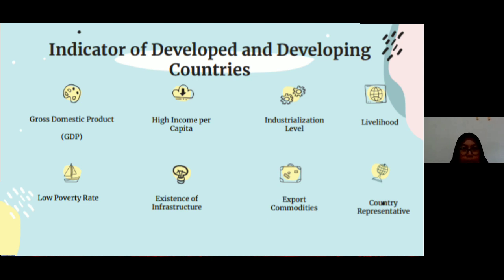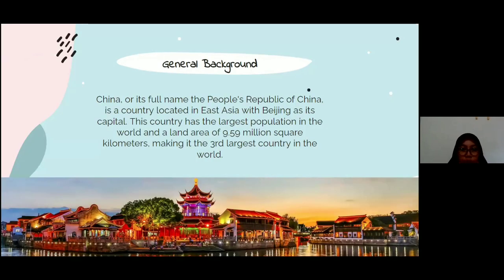So the general background of China has a full name, namely People's Republic of China. It's a country located in East Asia with Beijing as a capital. This country has the largest population in the world, and land area is 9.59 million square kilometers, making it the third largest country in the world. Next slide, please.